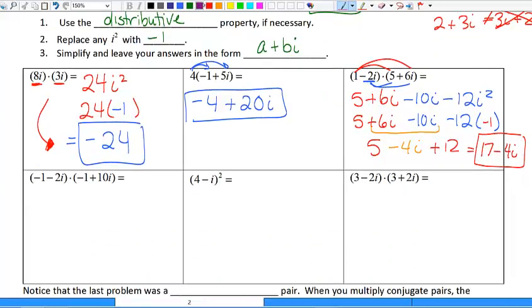On our next problem, we're going to distribute negative 1. Negative 1 times negative 1 is positive 1. Distribute negative 10i. Then I'm going to come back and grab the negative 2i, and that's going to distribute as well, which gets plus 2i minus 20i squared. Step 2 reminds us that we need to take any i squareds and replace them with negative 1.